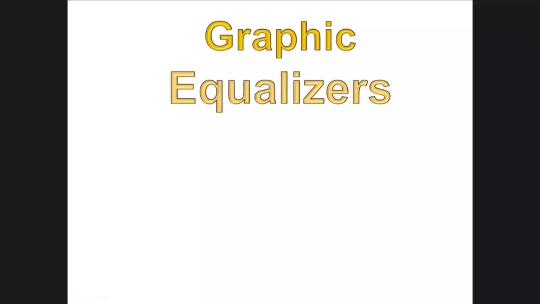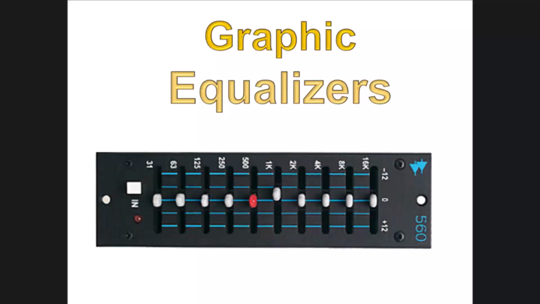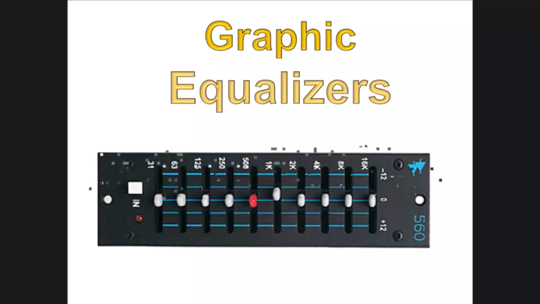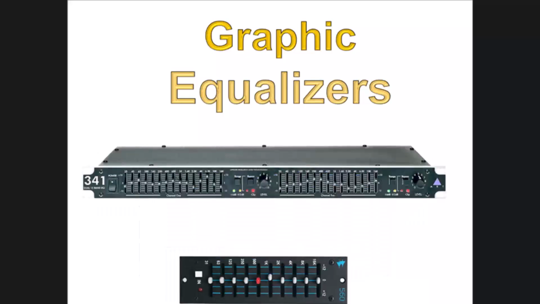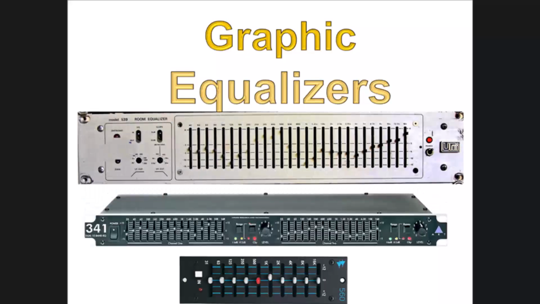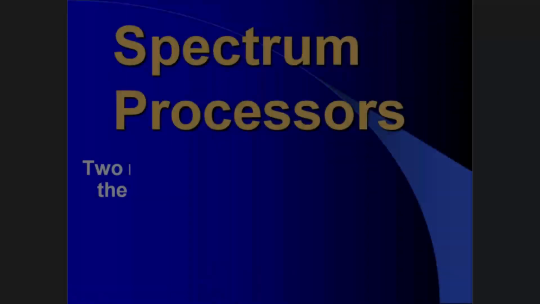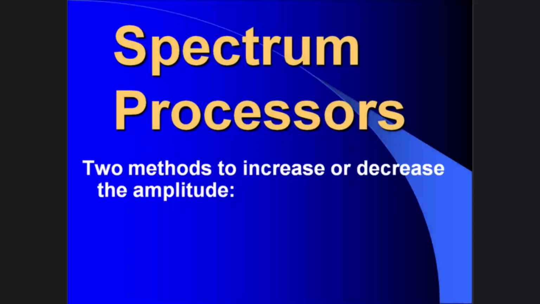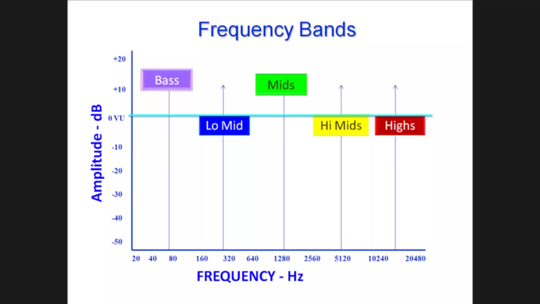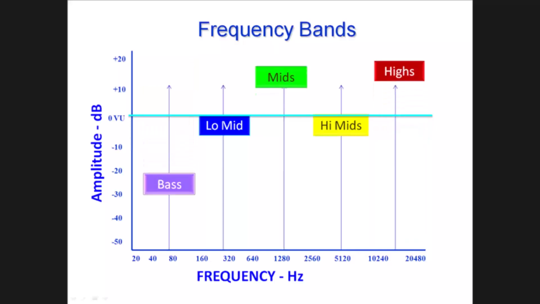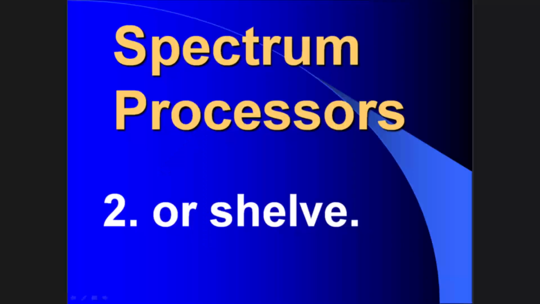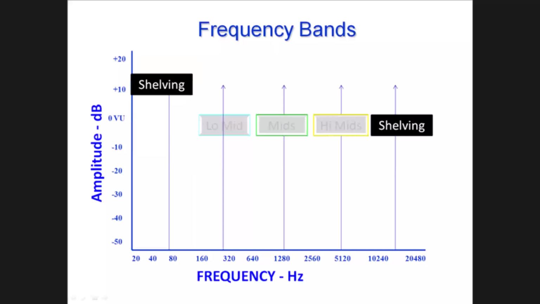Graphic equalizers can be made in various configurations: a single octave or 10-band equalizer, and the two most common, a 2/3 octave or 15-band equalizer. Here we see a stereo version or 2-channel version of a 15-band equalizer, and a 1/3 octave or 31-band equalizer. Two methods are used to increase or decrease the amplitudes: either boost or cut, peak or dip, or to shelve. Shelving can only be done at the lowest and highest ends of the frequency spectrum. We'll see what these mean here in a minute.